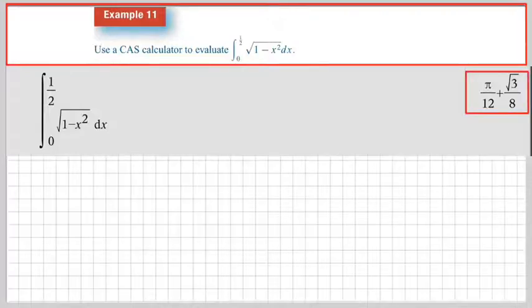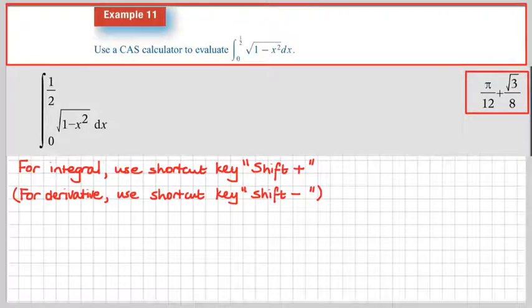Now, just to let you know that on the TI device you use Shift plus for integration. You'll get the integration template with the terminals and space to put your terminals in, space to put your function in, and space to put your x in your dx term. Okay. While we're at it, for derivatives you use the shortcut key Shift minus. Right, they're very handy. You don't have to go to the catalogue, don't have to go to the book. Just put the shortcut keys in, and they are great.